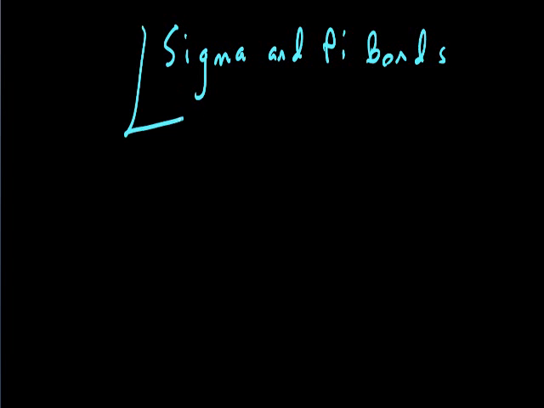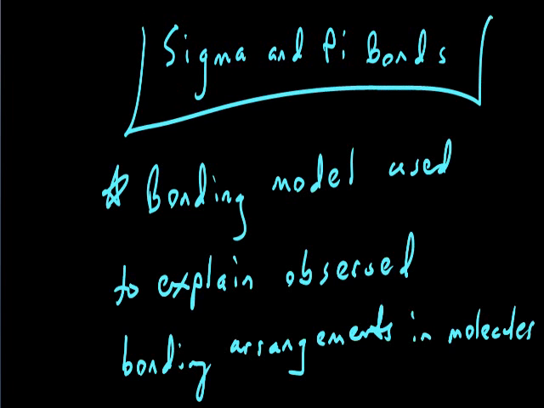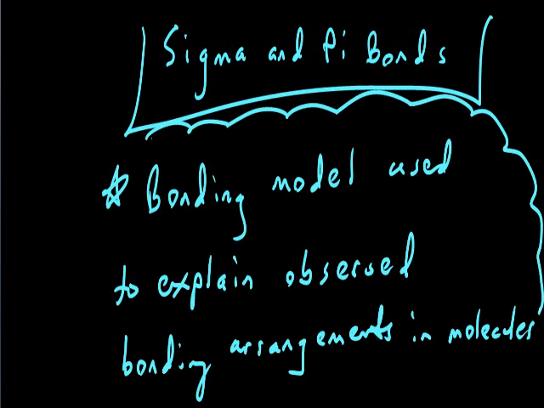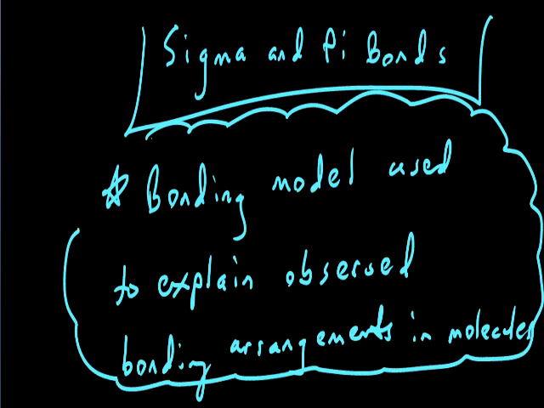Sigma and pi bonds are a type of bonding used to explain observed phenomena in molecules. Again, it's sigma and pi bonding. This is a model used to help explain some of the bonding arrangements that have been observed in different types of molecules, primarily used for explaining how double and triple bonds form in molecules.